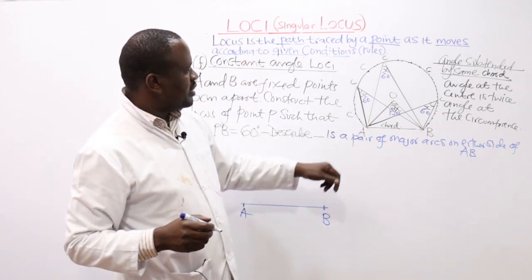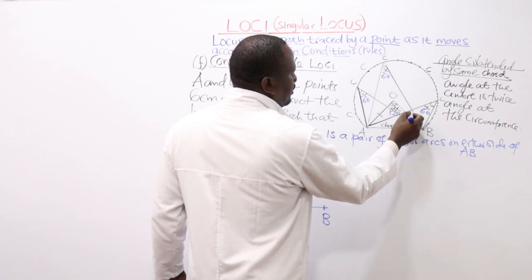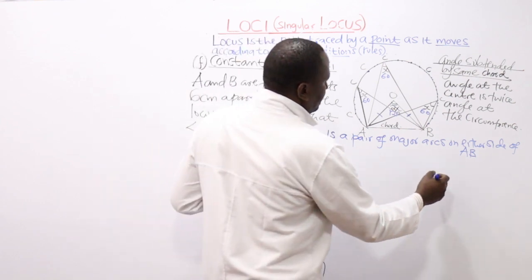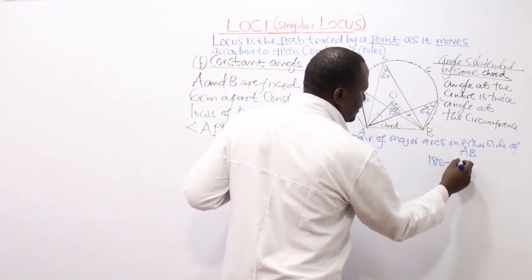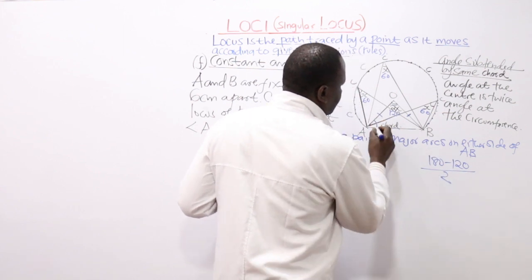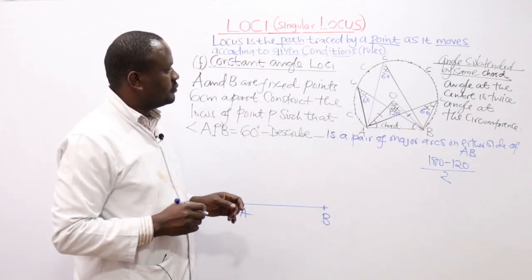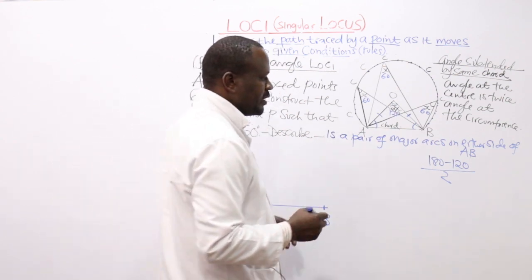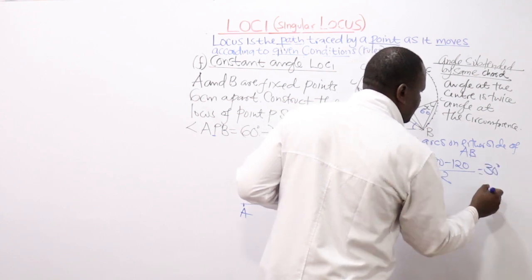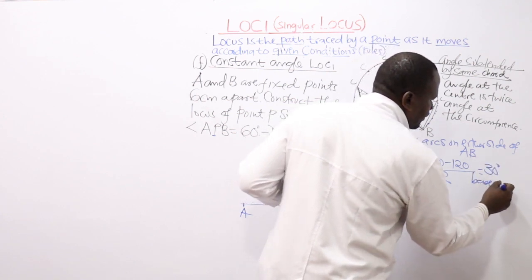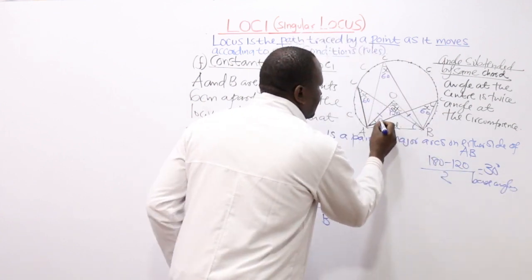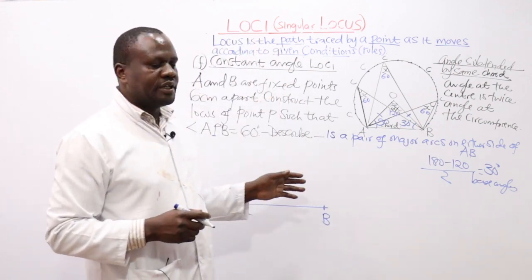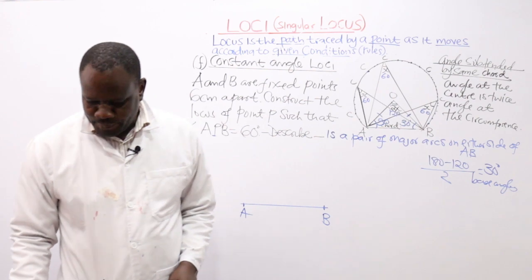If the angle here is 120, then these two are equal. So this angle is 180 minus 120, over 2. 180 minus 120 is 60. 60 divided by 2 is 30. These are the base angles. The base angles are 30, 30. So all you have to do is to get the angles 30 and 30 first.